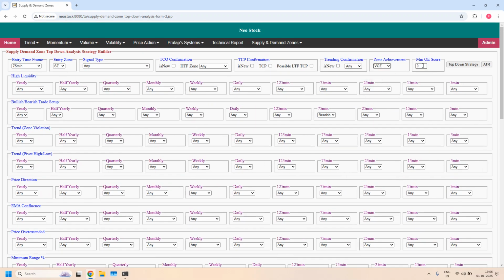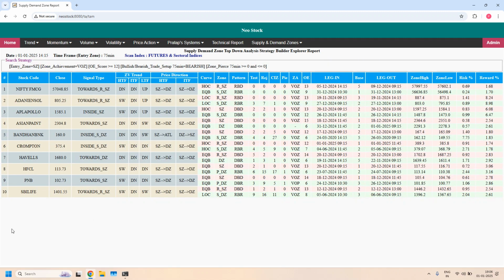Zone achievement violated, opposing zone, minimum odd enhanced score 12. All 3 filters are applied to the 75 minute supply zone. Let's filter. We got 10 stocks. Currently these 10 stocks are supporting bearish trade setup for weekly income trade, and entry time frame zones are 75 minute supply zones. All these 10 stocks are having 75 minute supply zones as entry zones, entry time frame.